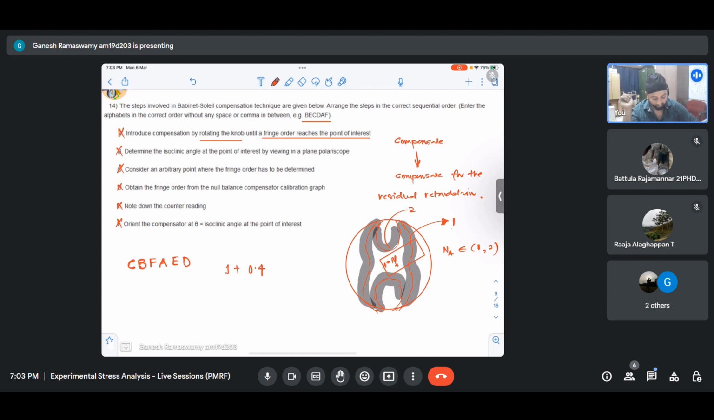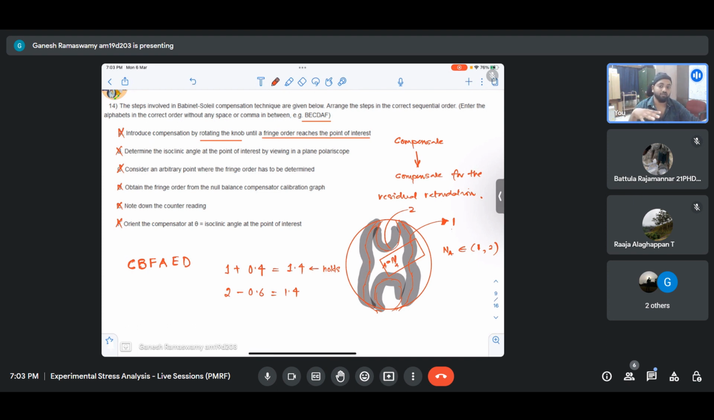If I were to rotate it in some other way, the second fringe order would have come to that point. In which case, for that same point, 0.6 would have been the reading I would have got. Because one point can have only one fringe order, come what may, no matter which fringe approaches. That is the kind of check we are trying to do. So this is the procedure for Babinet-Soleil compensation.